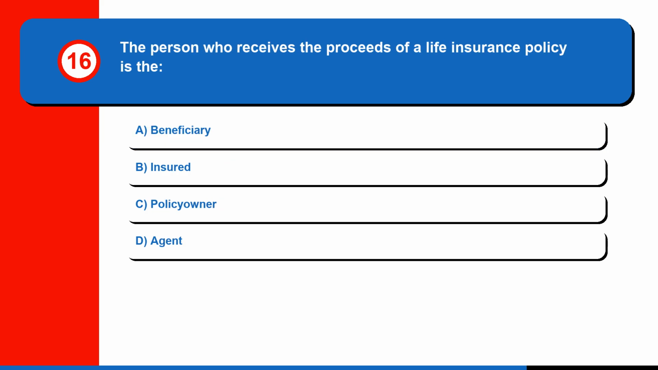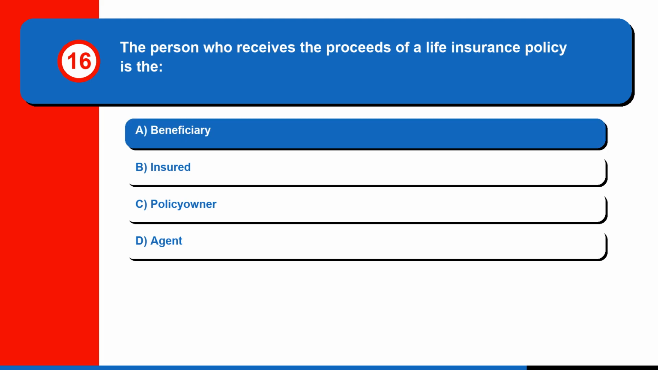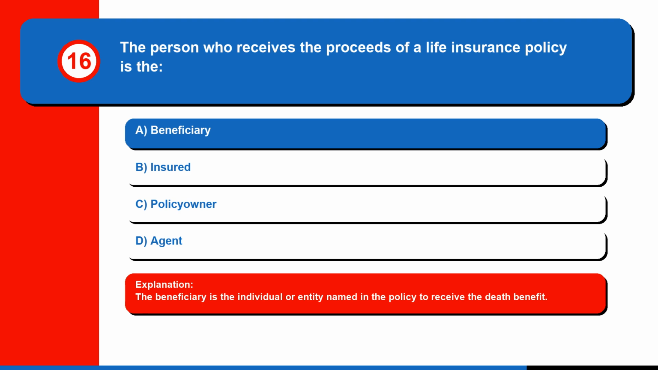Question 16. The person who receives the proceeds of a life insurance policy is the A. Beneficiary, B. Insured, C. Policy owner, or D. Agent. The correct answer is A. Beneficiary. The beneficiary is the individual or entity named in the policy to receive the death benefit.